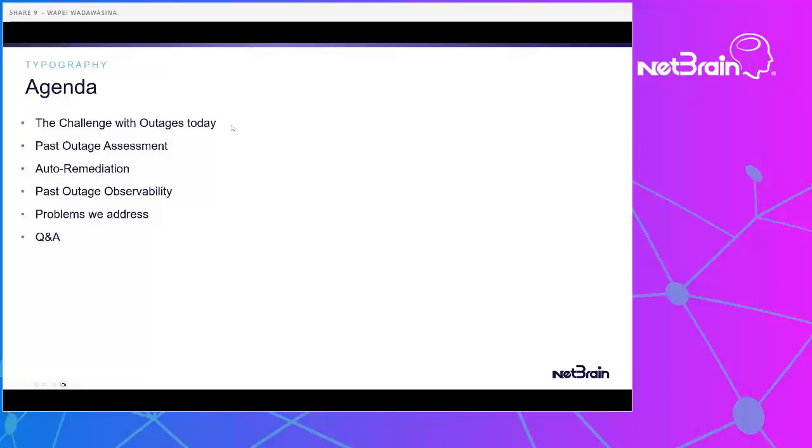So first, we will talk about what are the challenges with outages today. Next, we would jump into doing a past outage assessment to see how we should assess our past outages. Next, we would introduce the auto remediation portion, which is new in R12. Next, we will do a global past outage observability. And lastly, we would summarize the problems we addressed through all of these and then take the Q&A.